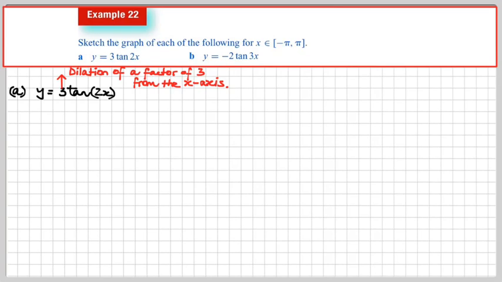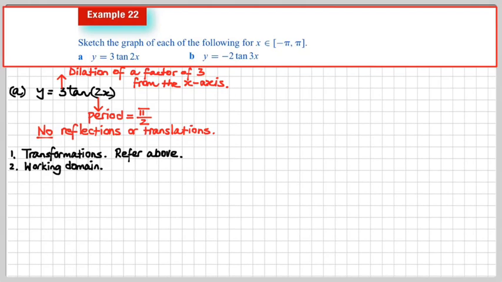Now, we've got a dilation of a factor of 3 from the x-axis, and we've got a period of pi on 2, all right? No reflections or translations. Jolly good. Transformations referred above, working domain. Now, if x goes from minus pi to pi, then 2x would go from minus 2 pi to 2 pi. That will be our working domain. That'll be the domain within which we have to capture our x-intercepts, guys.